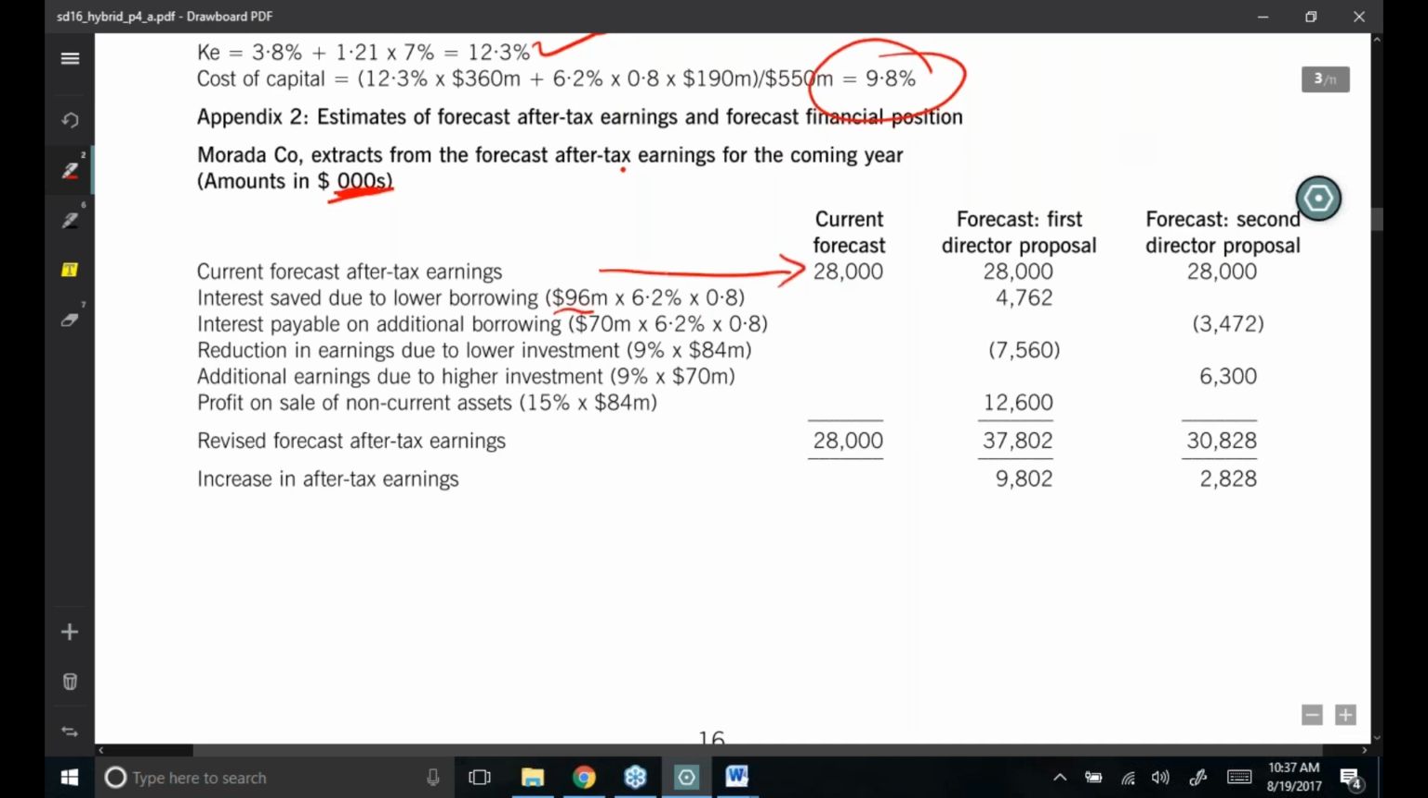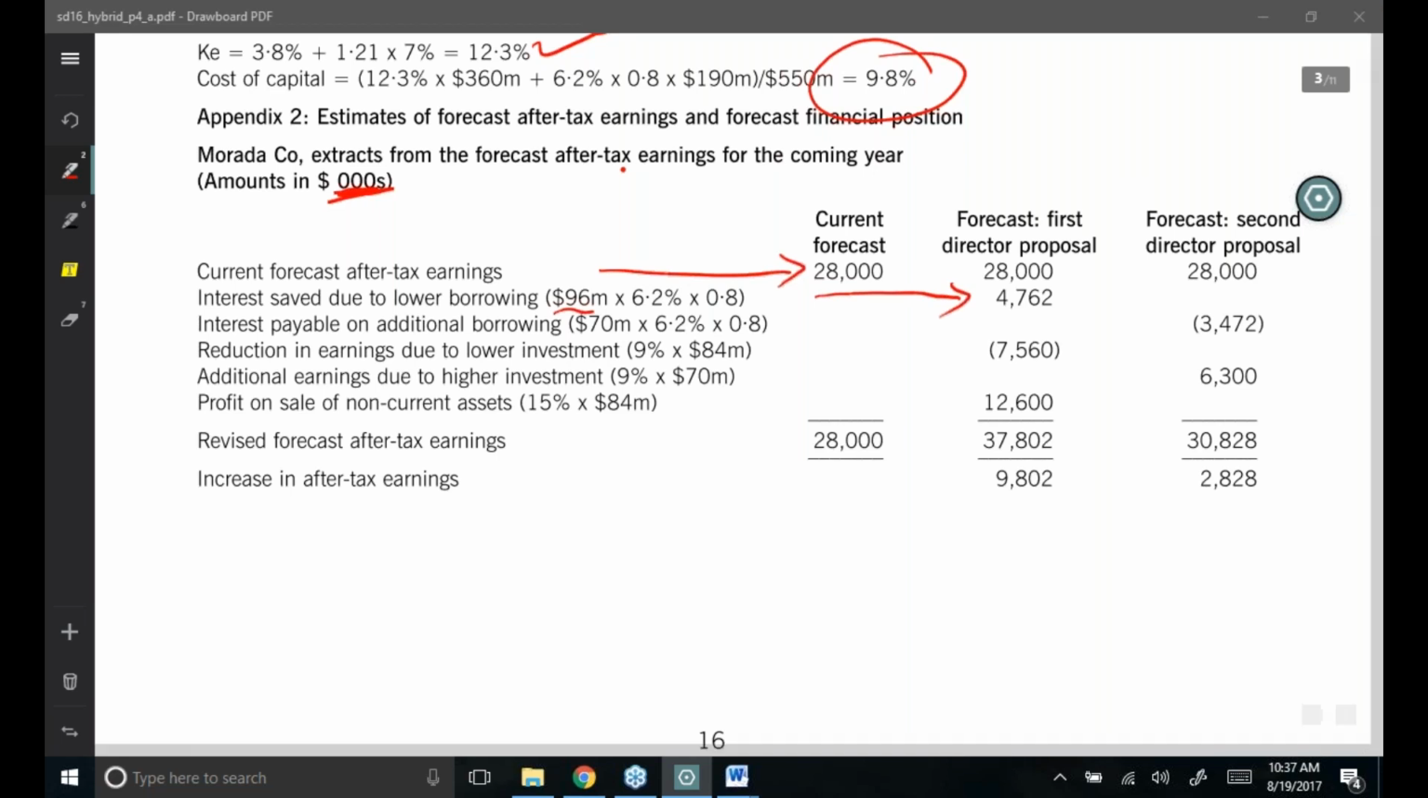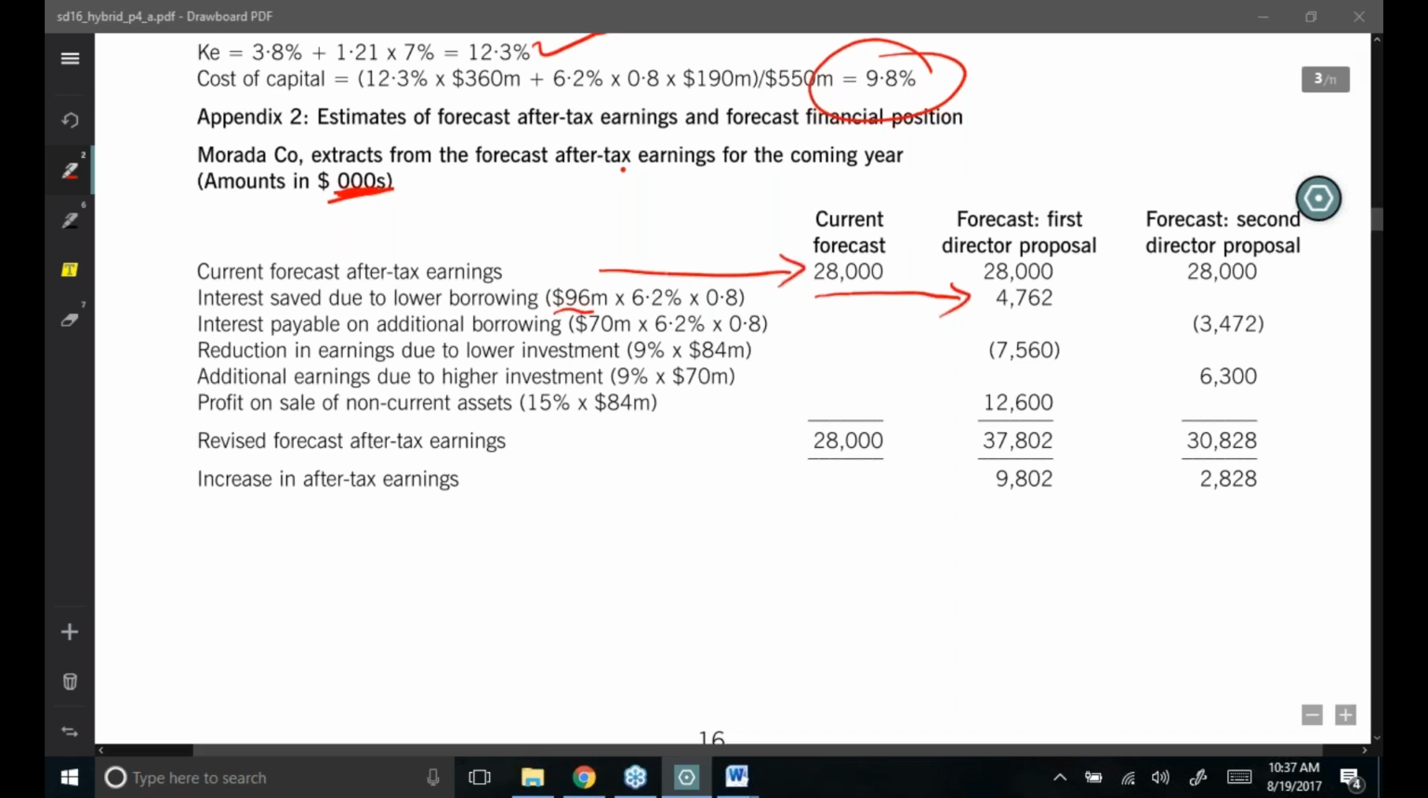So the 6.2% of 96 million will be saved, but take its after tax value because you are going to adjust into the after tax earnings. So that's why you will save this. So your earning will go up.